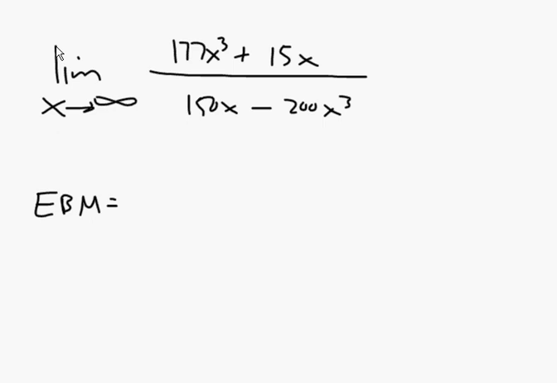And what an end behavior model does is it helps you get the answer to this limit a little bit more quickly. To find an end behavior model, you take the highest power of x on top, which in this case is an x to the third.